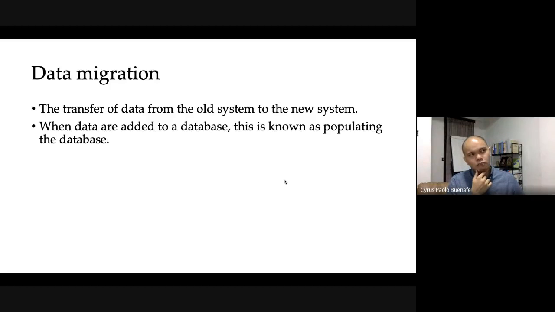Sometimes, and we've seen this in the past, we've seen a lot of implementation that's really just focused on deploying the software itself, or the software plus the accompanying hardware. But in some cases, they forget what to do with the old data.